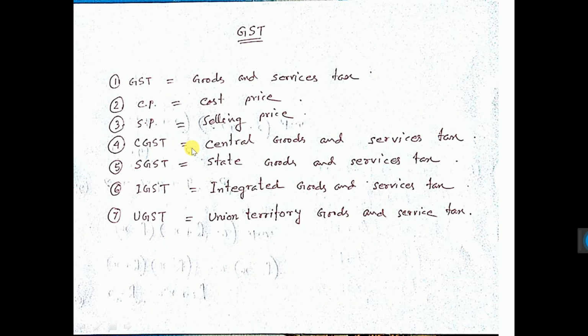CGST that is Central Goods and Service Tax, SGST that is State Goods and Service Tax, IGST that is Integrated Goods and Service Tax, UGST that is Union Territory Goods and Service Tax. These are the full forms required to solve GST problems.